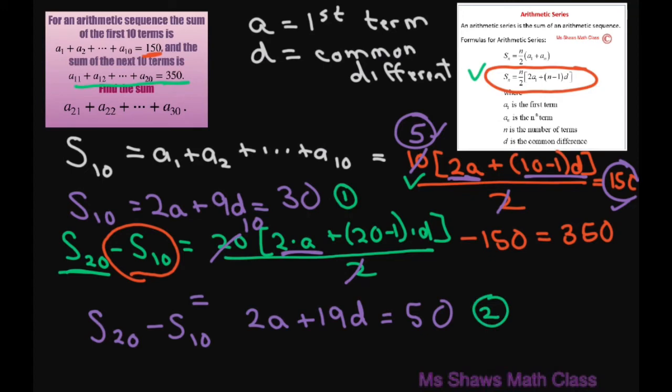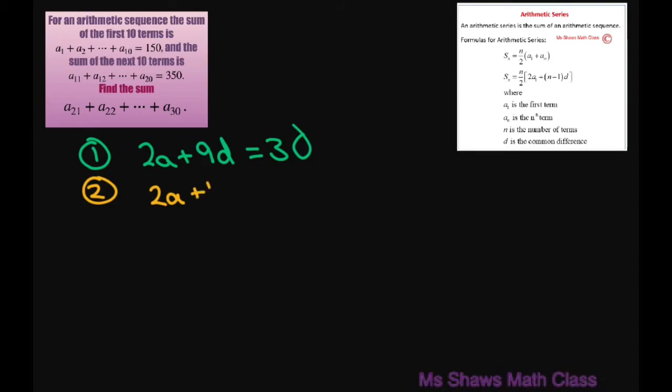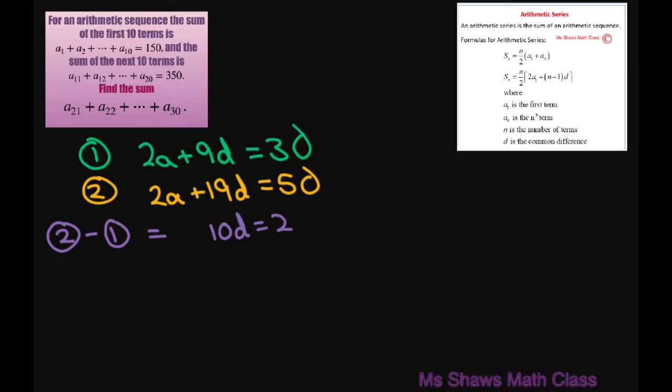Now, to solve for d, we can use these two equations, and I'm going to rewrite them here. So we have equation 1, and that was 2a plus 9d equals 30. And then we had equation 2, and that was 2a plus 19d equals 50. All right, so we're going to take equation 2 and subtract equation 1. And when you do that, the a's go away, and we're going to get 10d equals 20. Therefore, d equals 2.